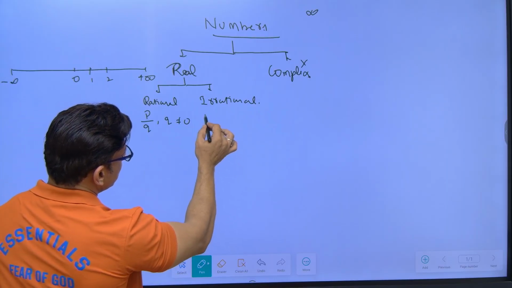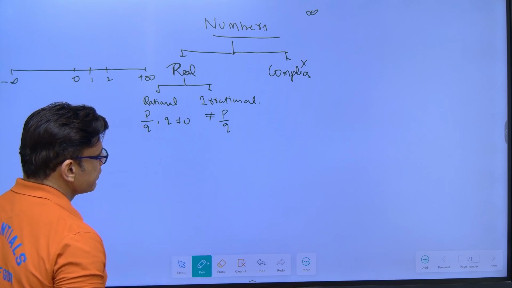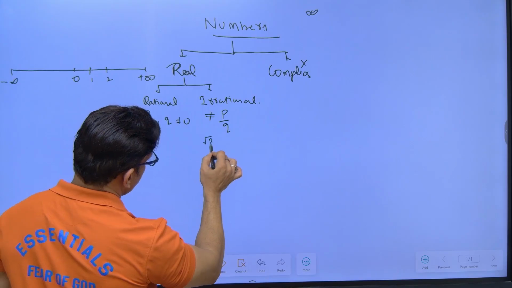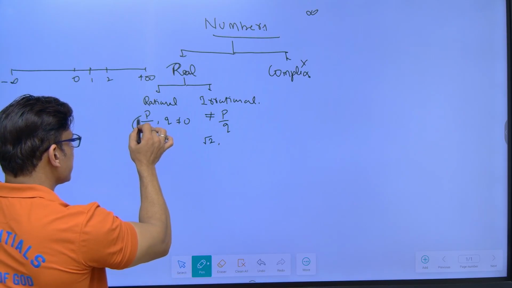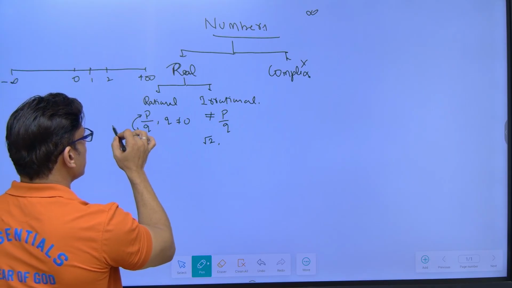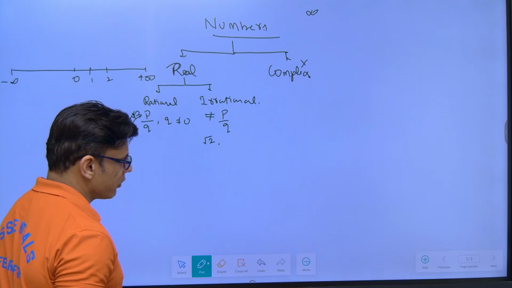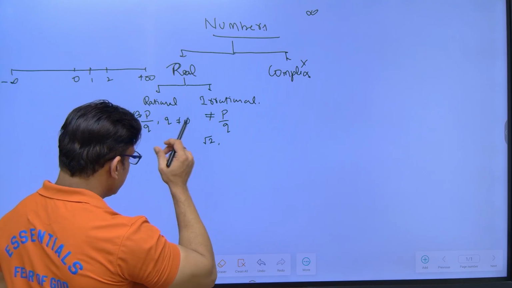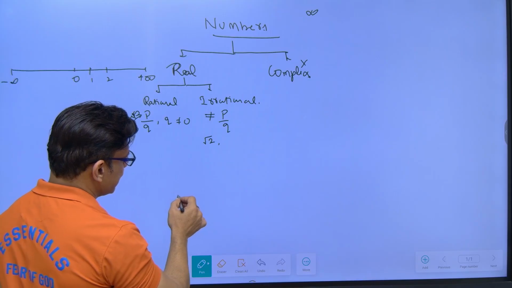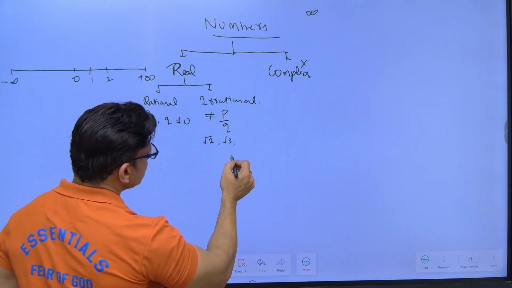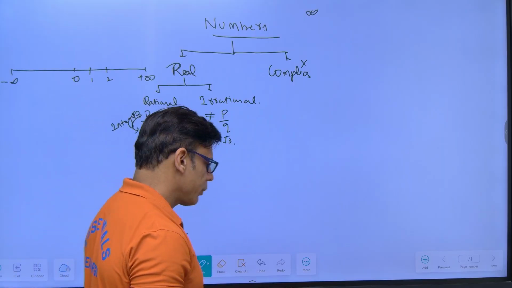Irrational numbers are those numbers which you cannot write in the form of p by q. For example, root 2. Remember, when we are writing a number in this form p by q, p and q are integers. We'll come shortly to what integers are. Example is root 2. Root 2 is not an integer. Right. Root 3 is not an integer. What about pi?